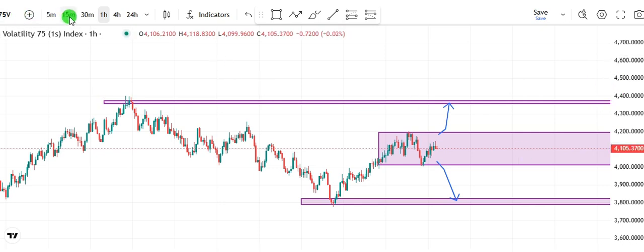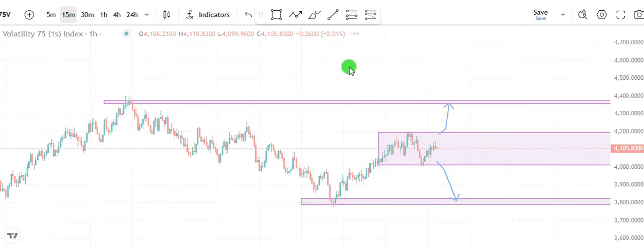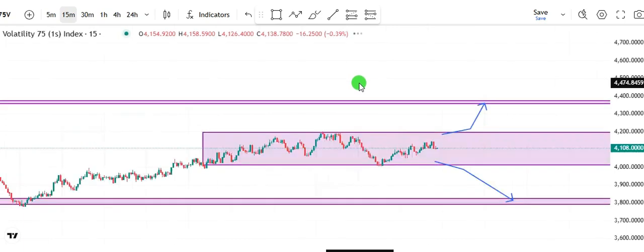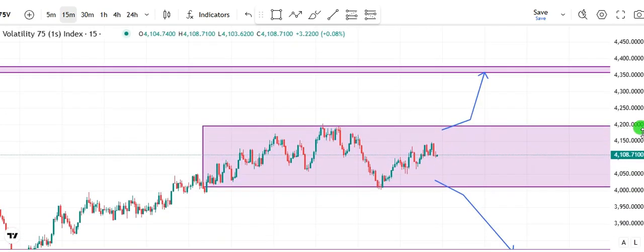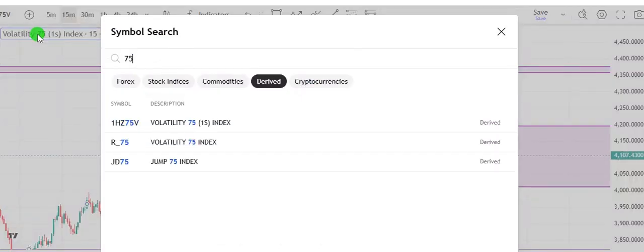So that said, going straight to the 15-minute chart just to see what is going on around there. Definitely our entry time frame for the scalping. You can see, just like I said, the market is currently waiting for a break above this or a break below this. So let's see if any of them happens and we are good to go. Alright, that's it for Volatility 75 1 second. So let's go to Volatility 75 itself.